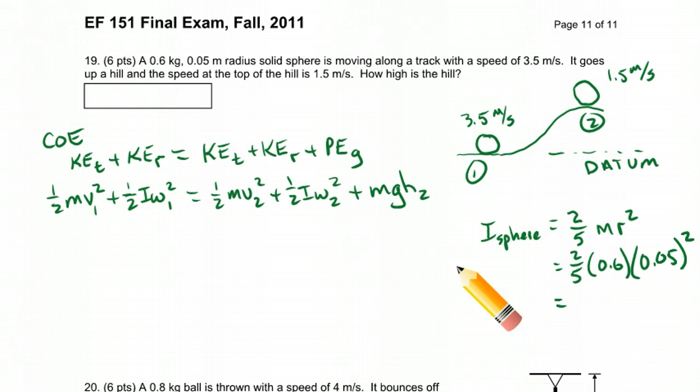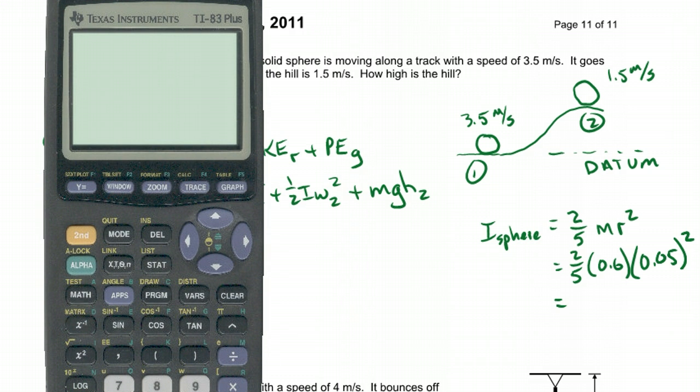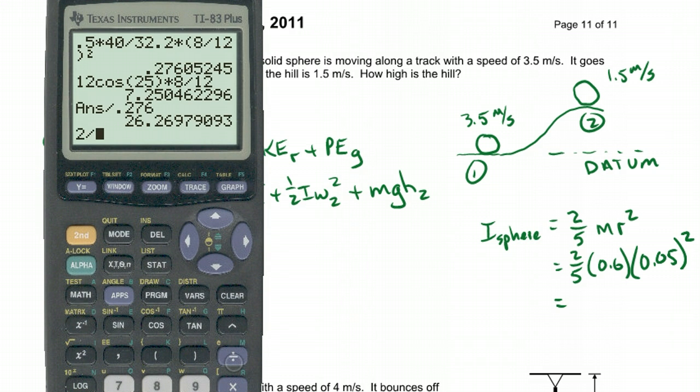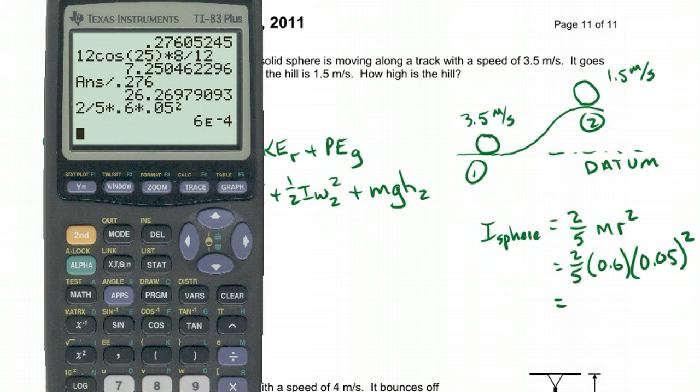Okay, we're going to work everything in units of kilograms, meters, and seconds. So all these terms will be energy, Newton meters. Works out that way. That number comes out to be 2 divided by 5 times 0.6 times 0.05 squared. Pretty small number, 6 times 10 to the minus 4th.